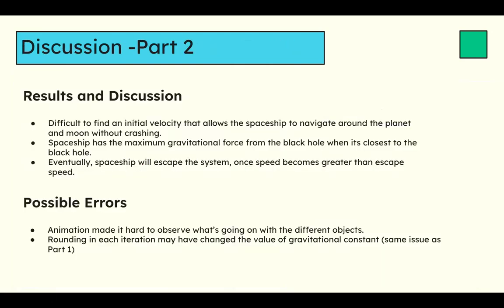So yes, it was difficult to find this velocity, but we did find that the spaceship has a max gravitational force from the black hole when it's closest to the black hole, and eventually the spaceship will escape the system once the speed becomes greater than the escape speed. Some possible errors: the animation made it hard to observe what's going on, and rounding in each iteration may have changed the value of the gravitational constant.